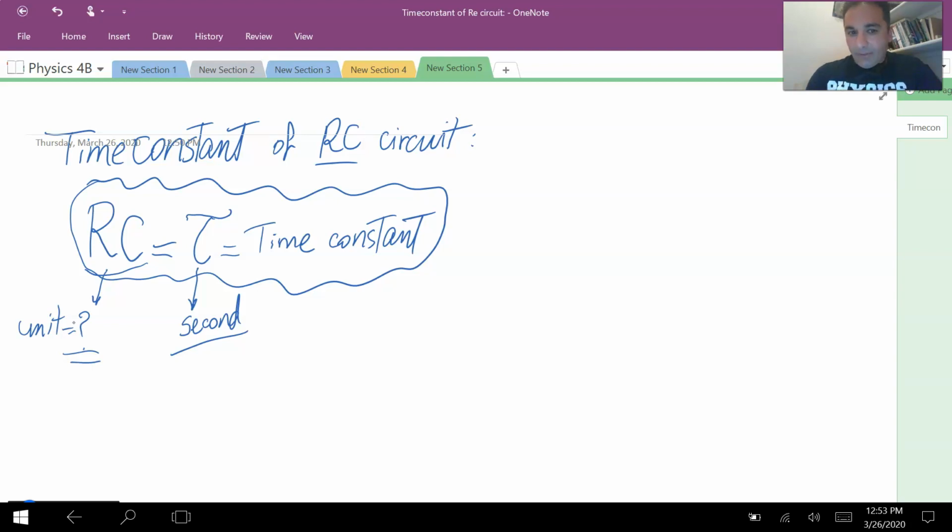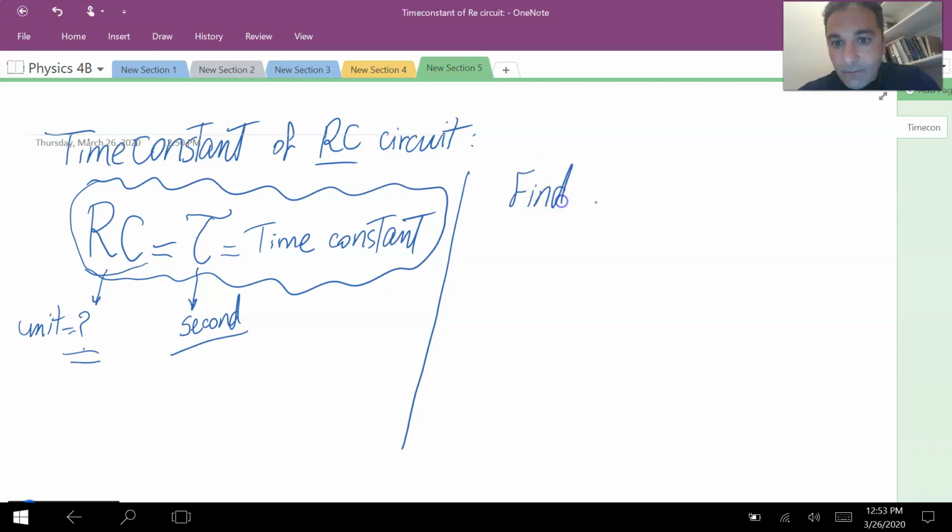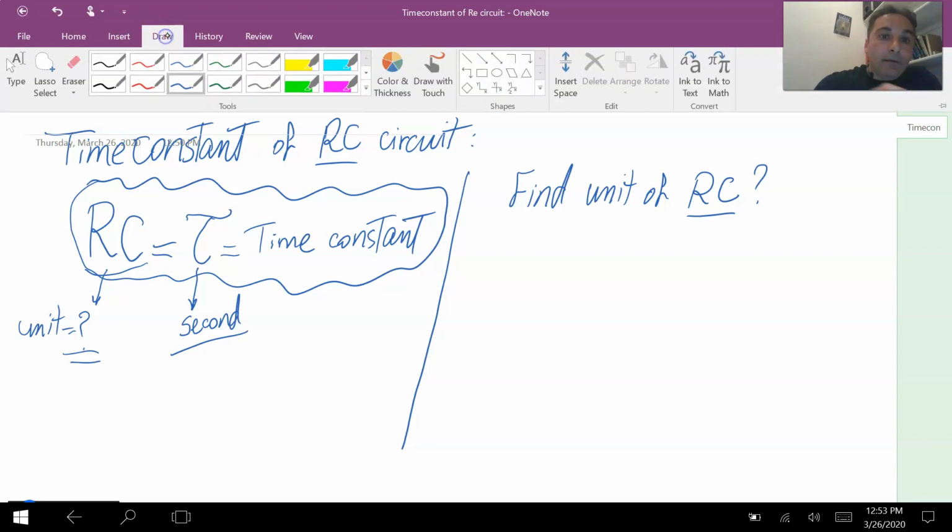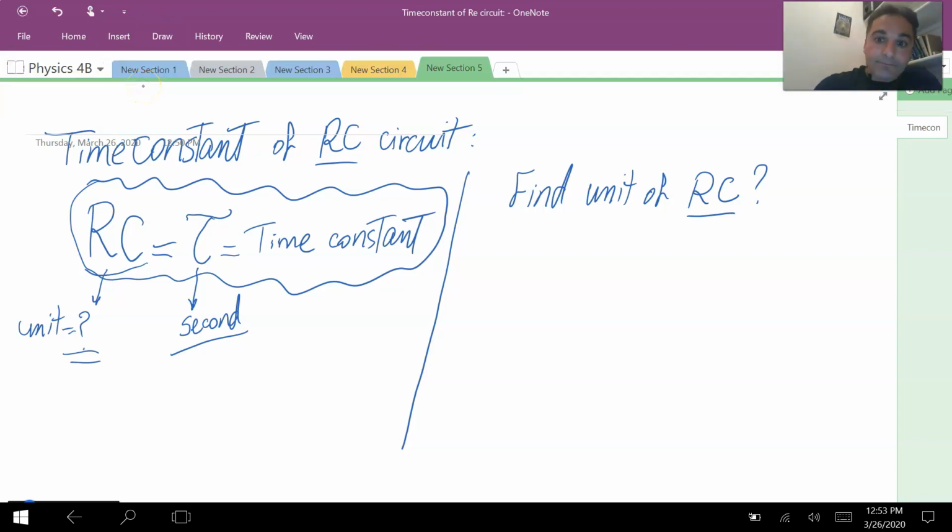So I want you to think about it, please. The question is this: find the unit of RC. In other words, why do we call it time constant? Is the unit of RC second? I don't know. You can help me. What do you think? RC. Use equations that you know.